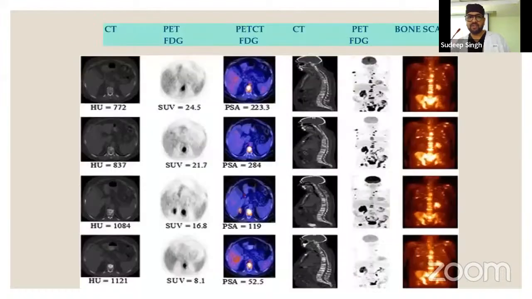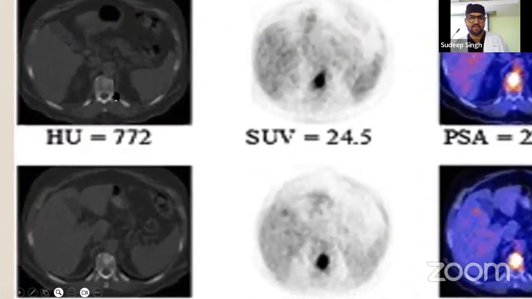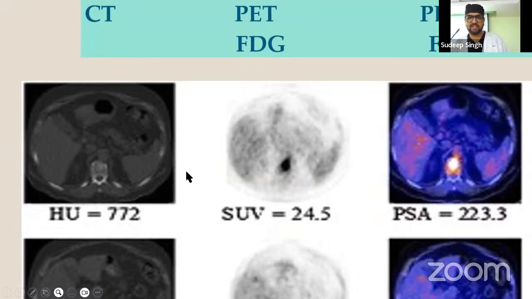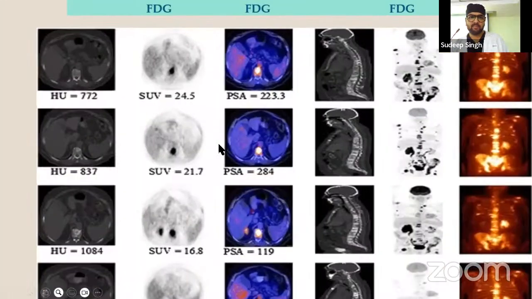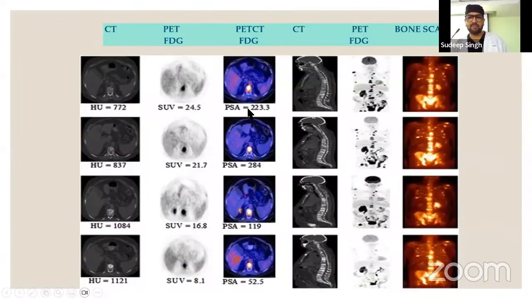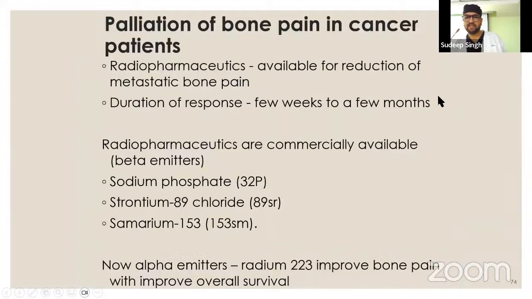So this is the CT image showing vertebral metastasis. Then the PET FDG image is also showing the vertebral uptake, but the orientation is not good. So we combine the PET with CT, and we can see the lesion. Similarly, we can see the bony uptake in this scan.